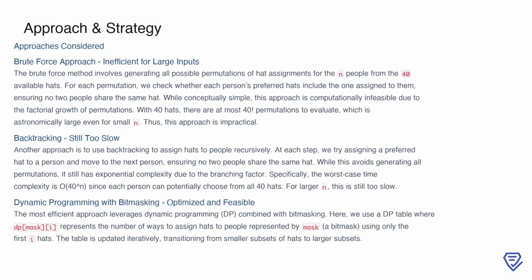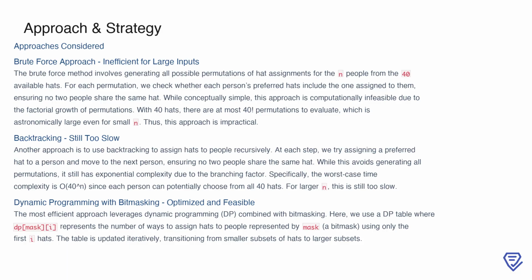Next, we considered backtracking, which assigns hats recursively. This method avoids generating all permutations by trying to assign hats person by person, ensuring validity at each step. However, this approach still suffers from exponential complexity because each person has up to 40 choices, leading to a worst-case time complexity of 40 raised to the power of n.